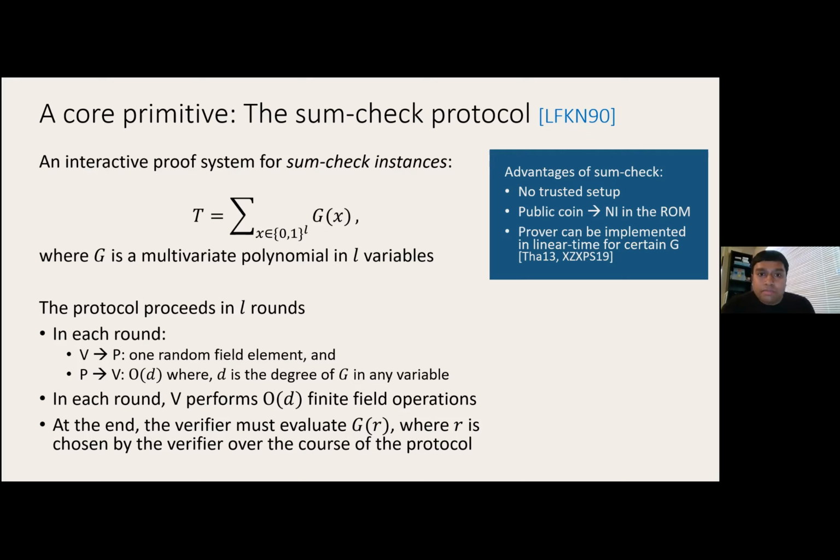polynomials, so for example, if G can be broken down into a set of multilinear polynomials, the prover can be implemented in linear time. By linear time, I mean the prover only uses a linear number of finite field operations during the entire protocol. There's one disadvantage, which I'm not depicting on the slide, which is that it requires a logarithmic number of rounds compared to something like the univariate sum-check protocol, which is just a single round. But the univariate sum-check protocol, at least the ones that I've seen, would also require the prover to run in superlinear time. So it would require something like n log n finite field operations rather than n finite field operations.